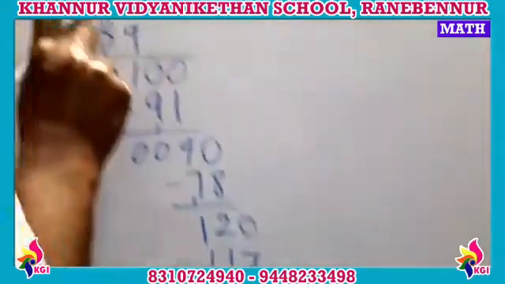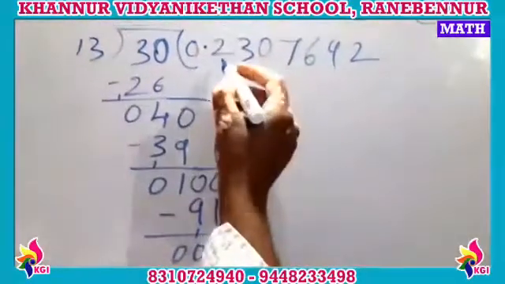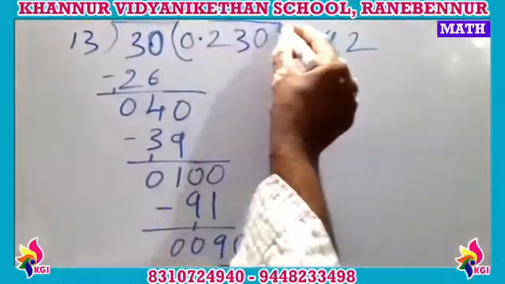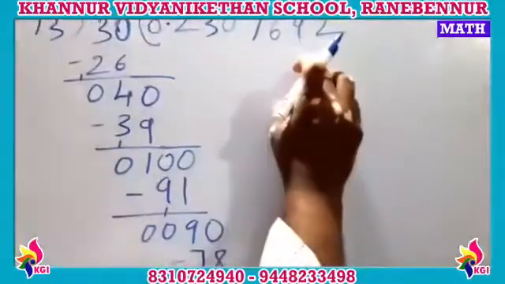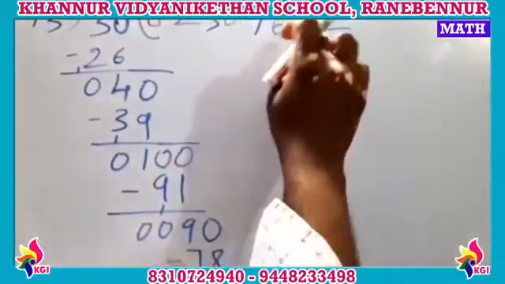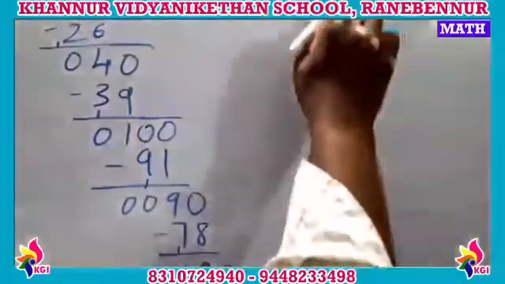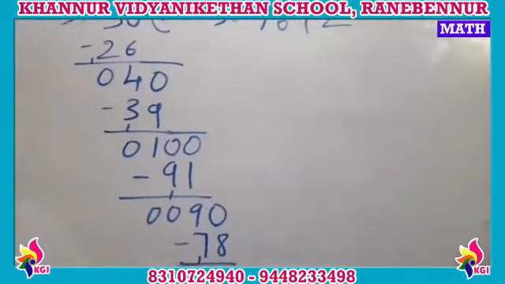Here it is. So now it is repeating. How? 0.230769. Again 2 has come, so it will repeat the same way. 0.230769 again. It will keep repeating, right?